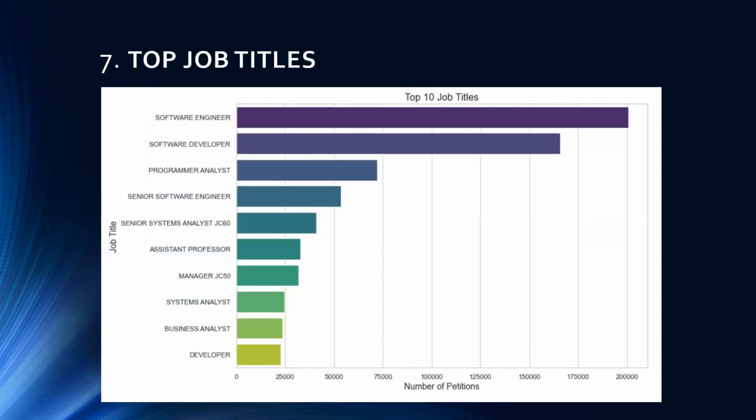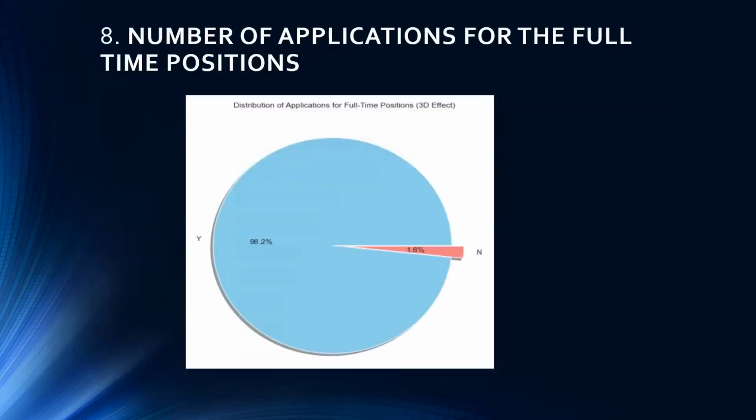The top job titles. Here on the left-hand side, the y-axis, we see the job title and the x-axis tells about the number of petitions. Most of the job titles were applied for software engineering and developing. Here is the number of applications for the full-time positions. So here we can see 98.2% were applied for full-time positions and the other 1.8% were not for full-time positions.